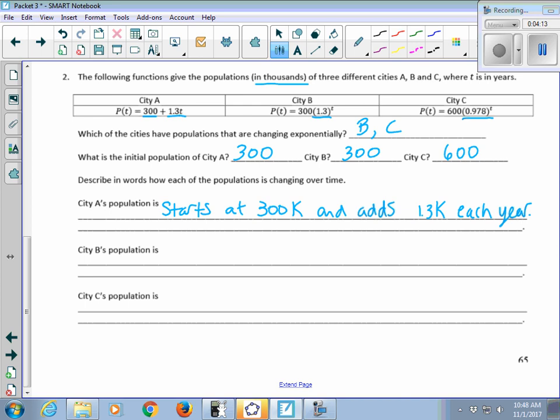Now city B also starts at 300,000, right? But it's increasing by a constant factor. My growth factor is 1.3, which means my percent change is 30%. So this is starting at 300,000 and increasing by 30% each year. And then P of T starts at 600,000.